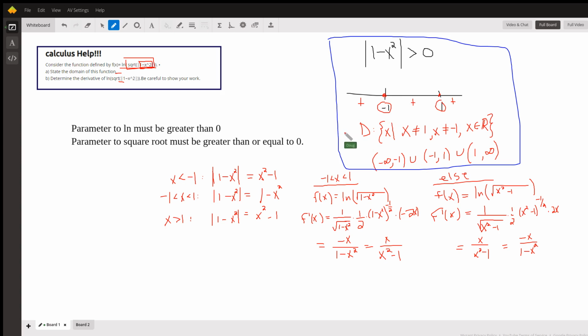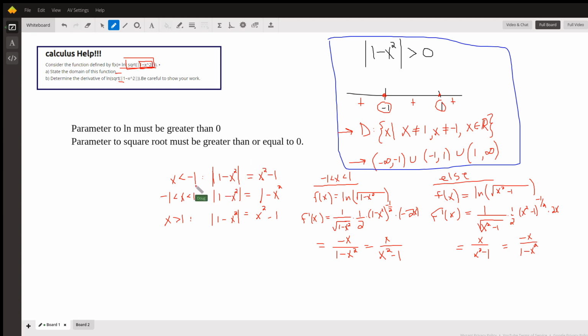So here it is using set builder notation. Here it is, the domain, using interval notation. Now, to make sure you know what's happening when you find the derivative, it's a good idea to rewrite the function without the absolute value symbols.